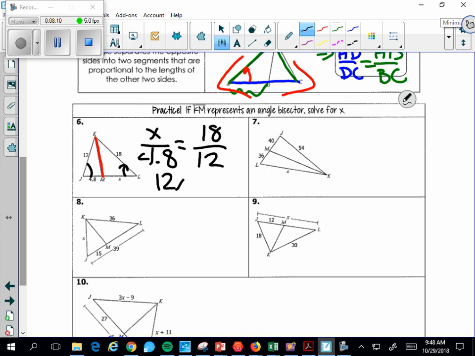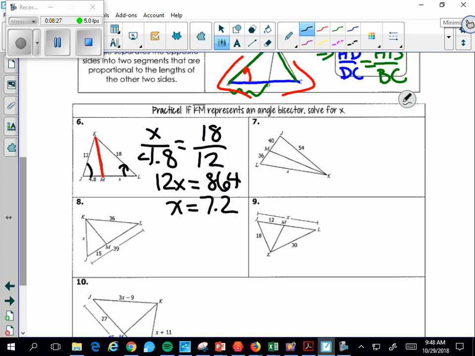And when I do that math out, I get 7.2. Don't let the ugly number scare you. I know you guys think it's wrong if it's an ugly number, but it is not. So that's one of them.